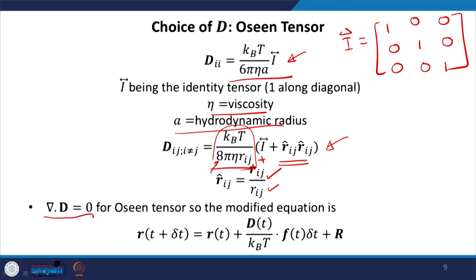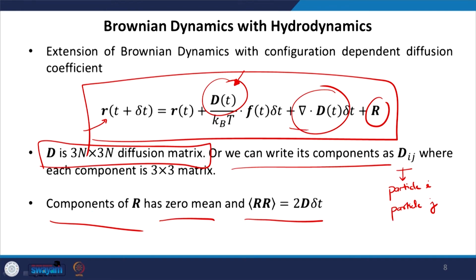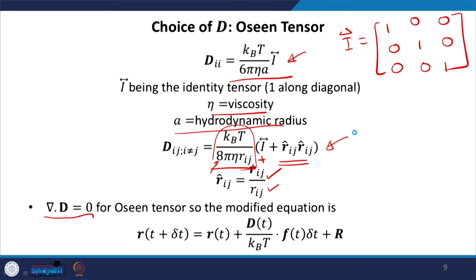The del dot D is 0 for the Oseen tensor. That is the reason why it is commonly used, because you may recall in the previous expression we had an extra term del dot D. So, for the Oseen tensor case it will not appear, and the modified equation therefore, if I drop that term, is going to be this, which is somewhat simpler because we have dropped a particular term from the expression.